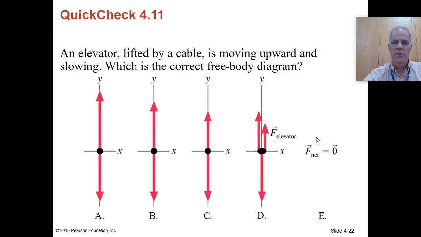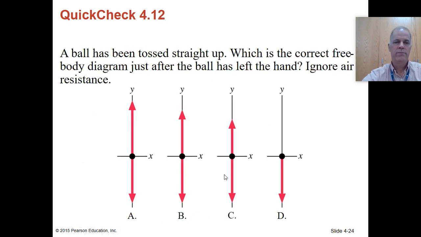Elevator lifted by a cable. All right, here's the answer right now. There it is. What this shows is that the downward force is greater than the upward force. So it's moving upward, but it's slowing down. Since it's slowing down, the acceleration is downward, and that means there has to be a net force downward. So that's why the tension is less than the weight. Next one.